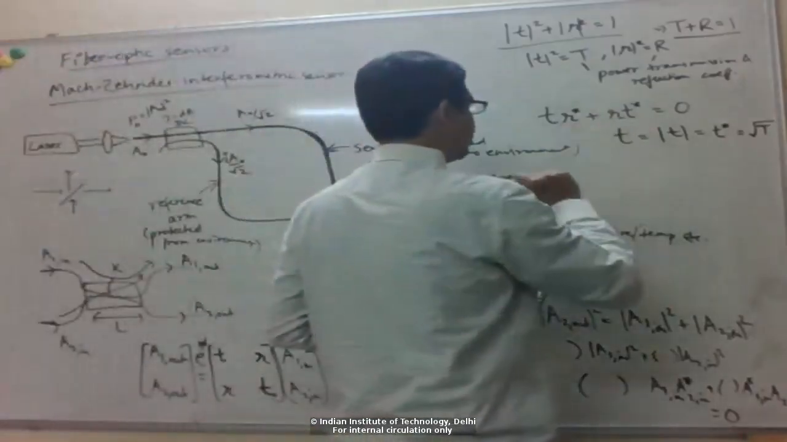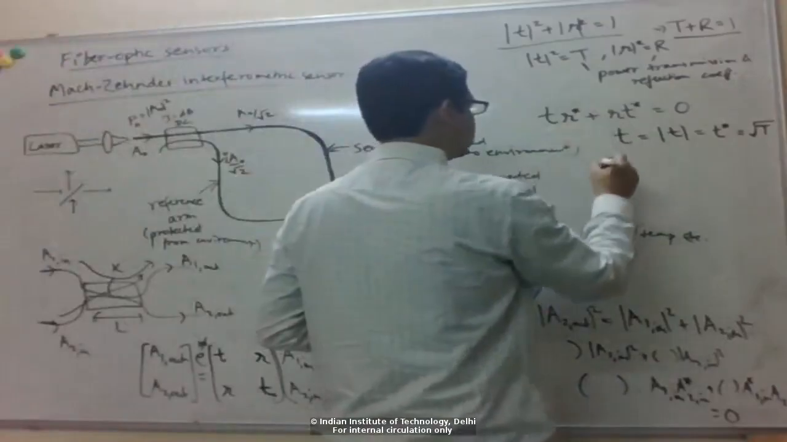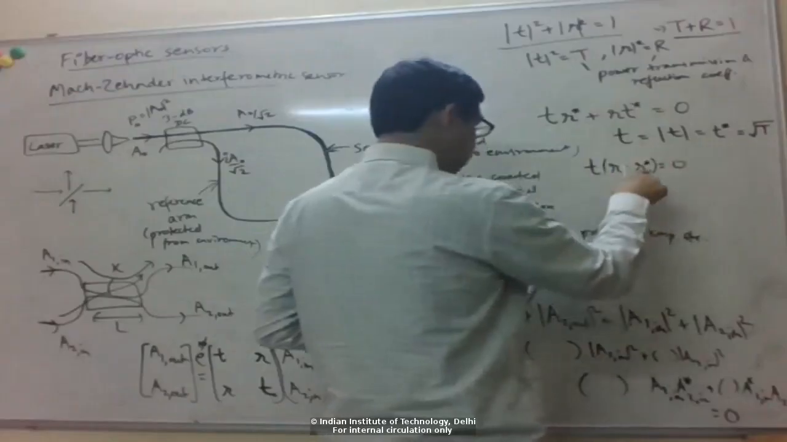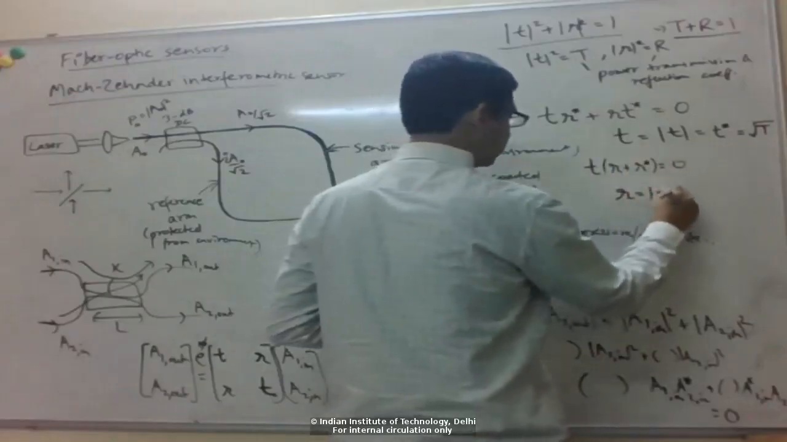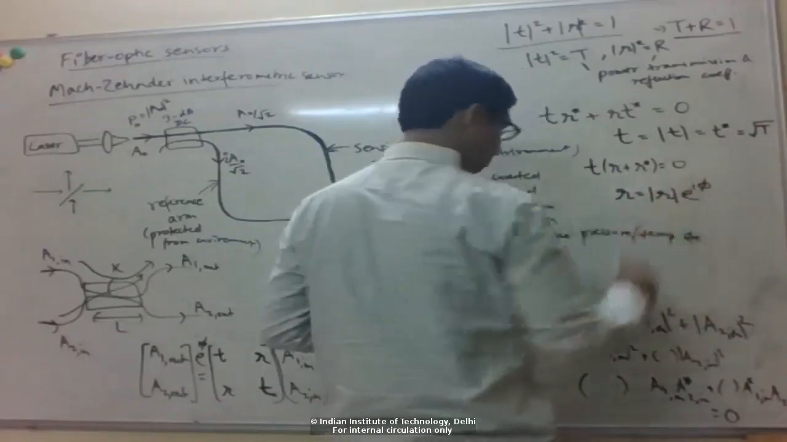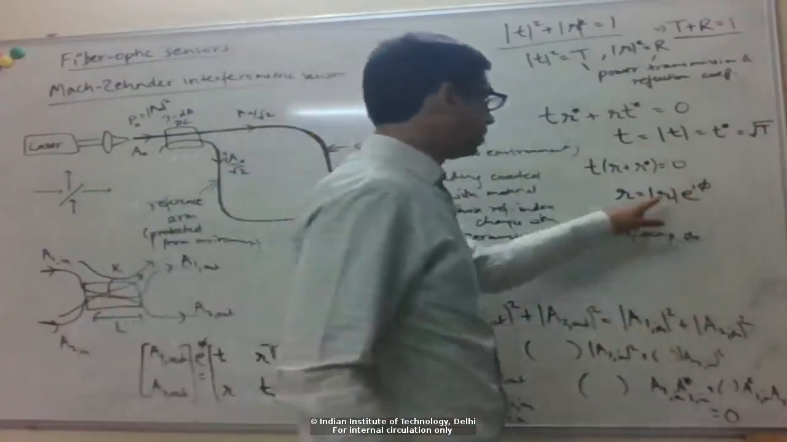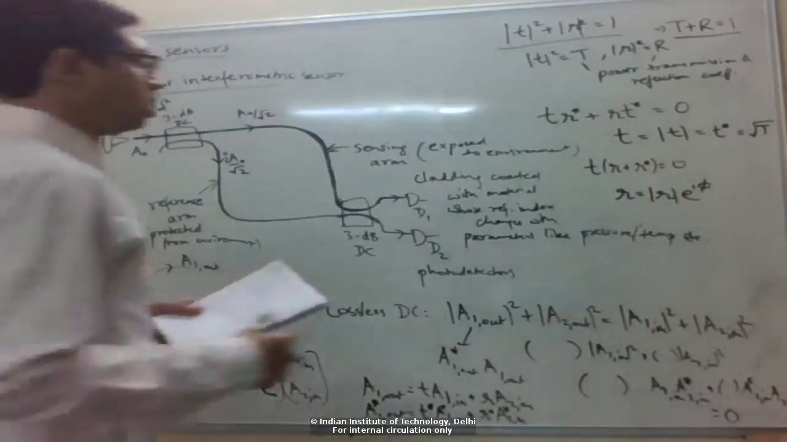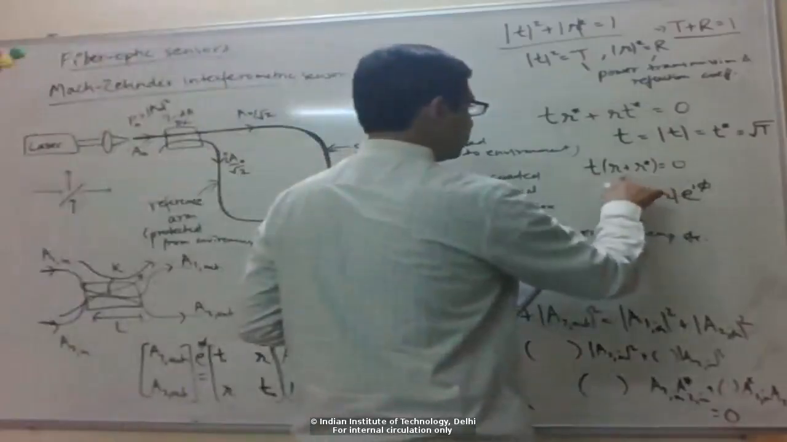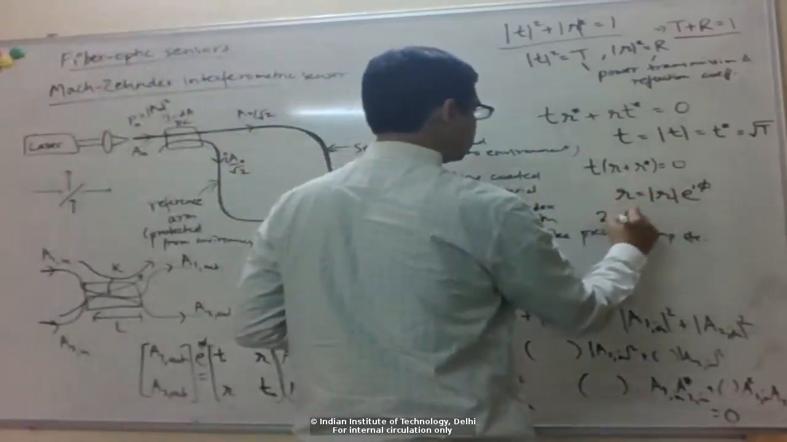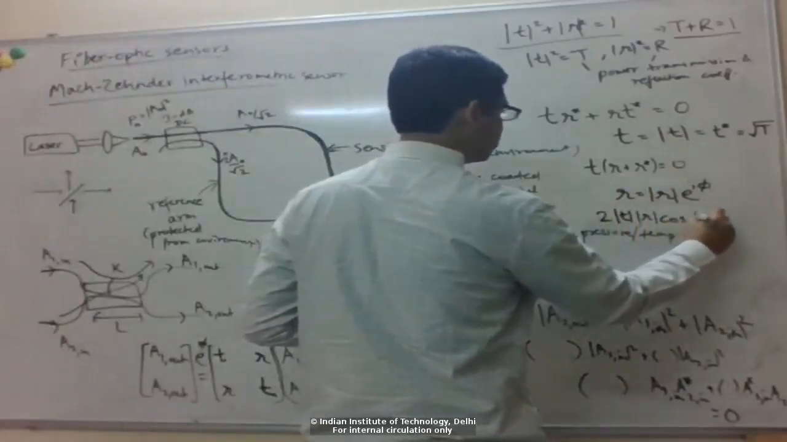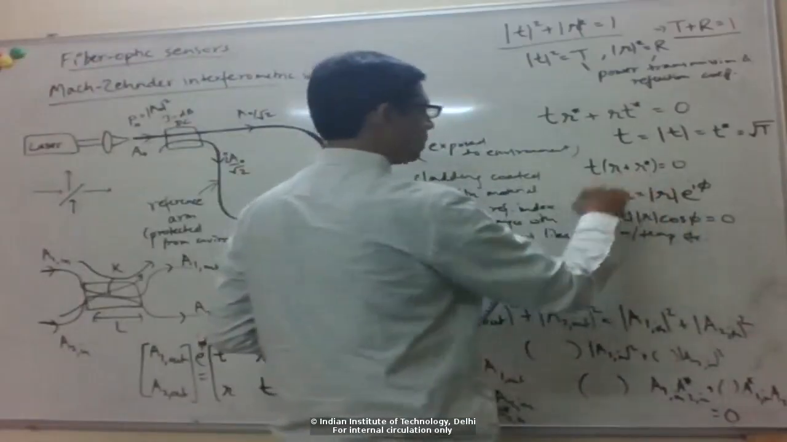So if I take T to be real, I can write this as T times R plus R conjugate has to be 0. If I take R to be mod R times e to the i phi, that phi is the relative phase between the transmitted and reflected arms. Then from this condition I'll get 2 times mod T mod R cosine phi, since e to the i phi plus e to the minus i phi gives a cosine phi equal to 0.